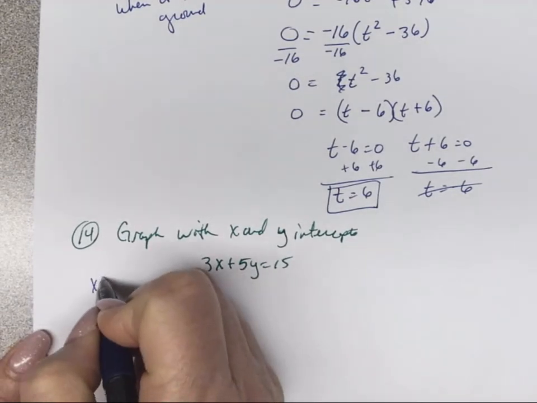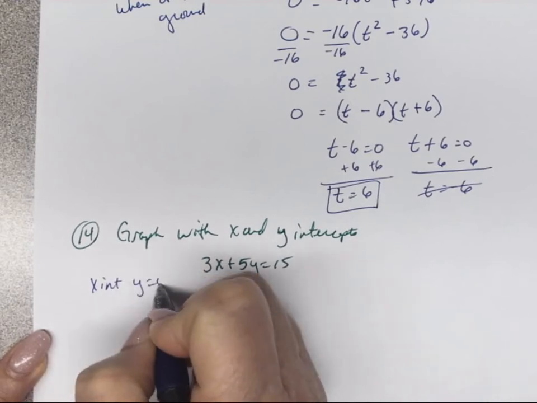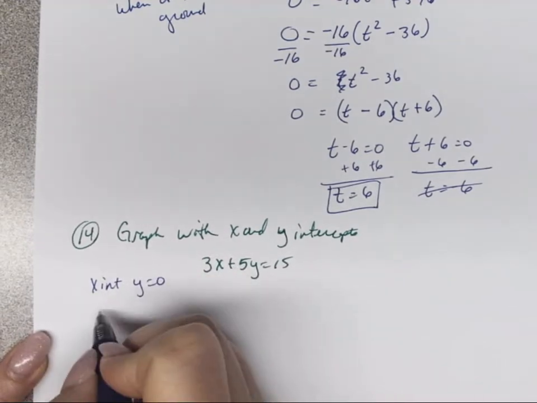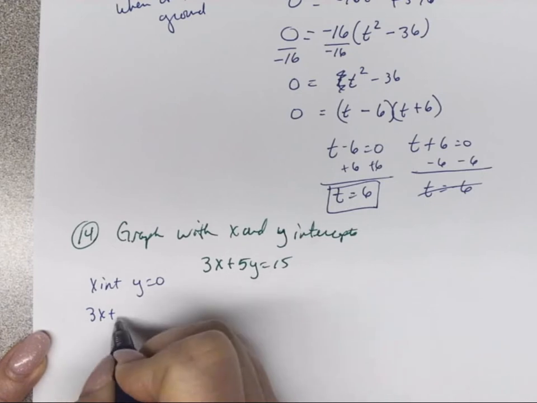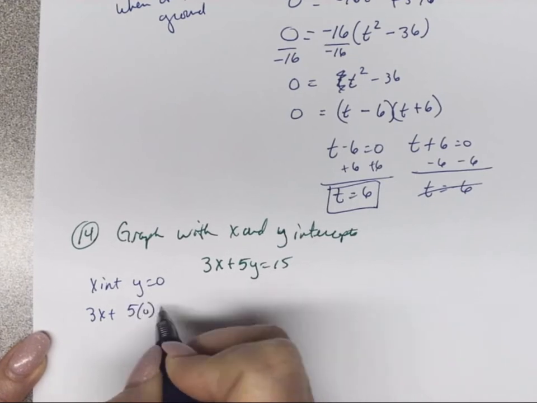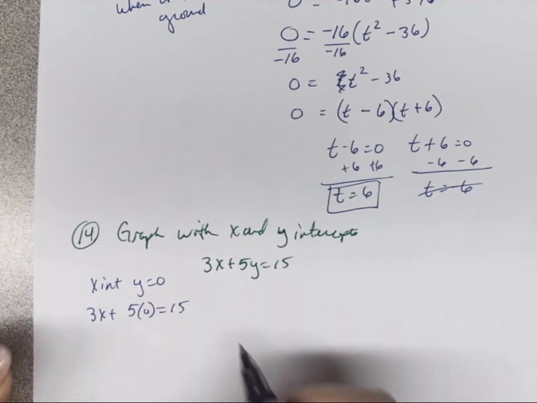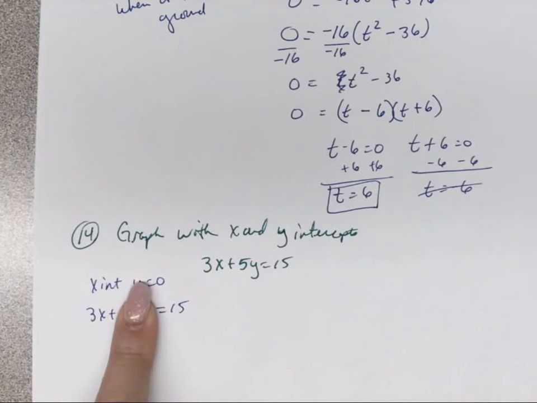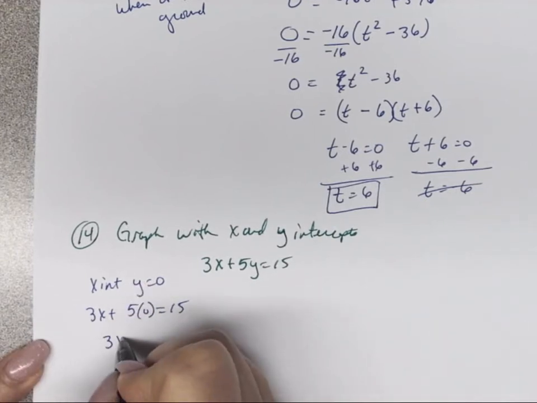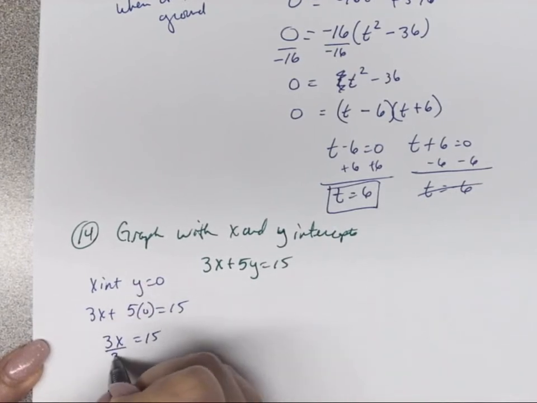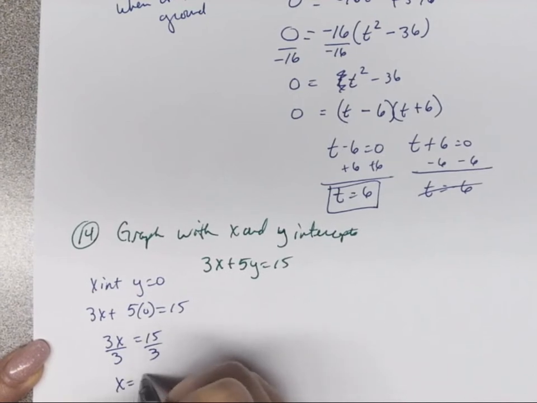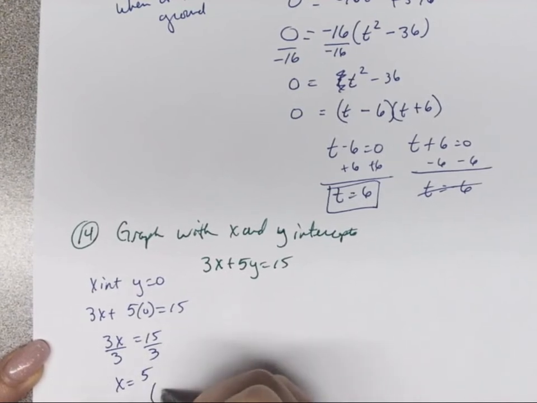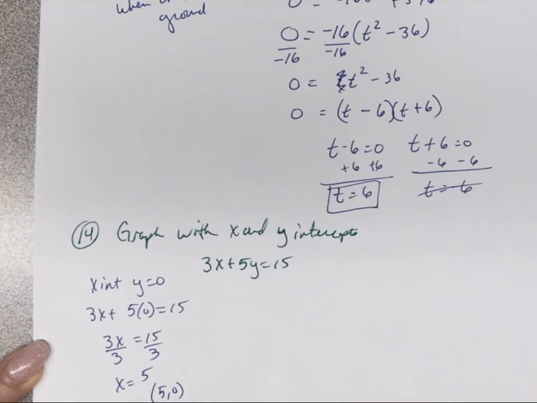So if we're looking for the x-intercept, we set y equal to 0. So this will get us 3x plus 5 times 0 for our y equal to 15. Anything times 0 becomes 0. So we're left with 3x is equal to 15. Divide both sides by 3, we get x equal to 5. So the intercept will be 5, 0.